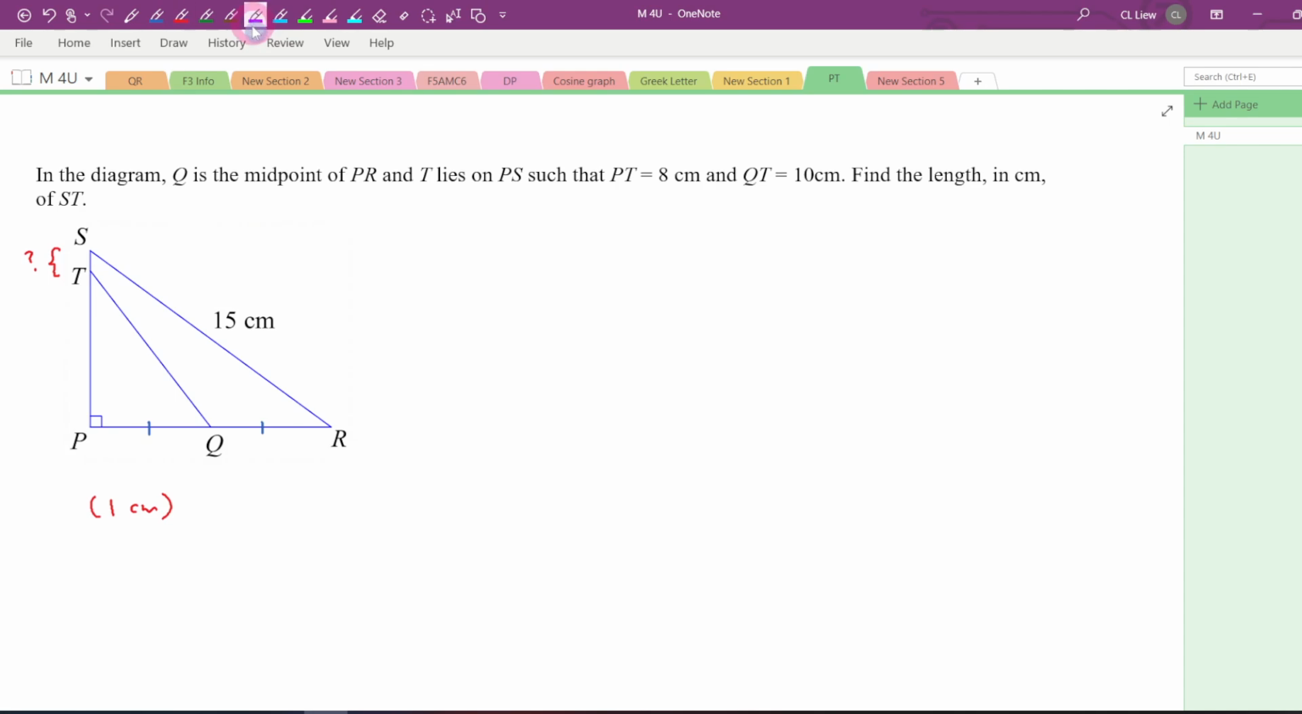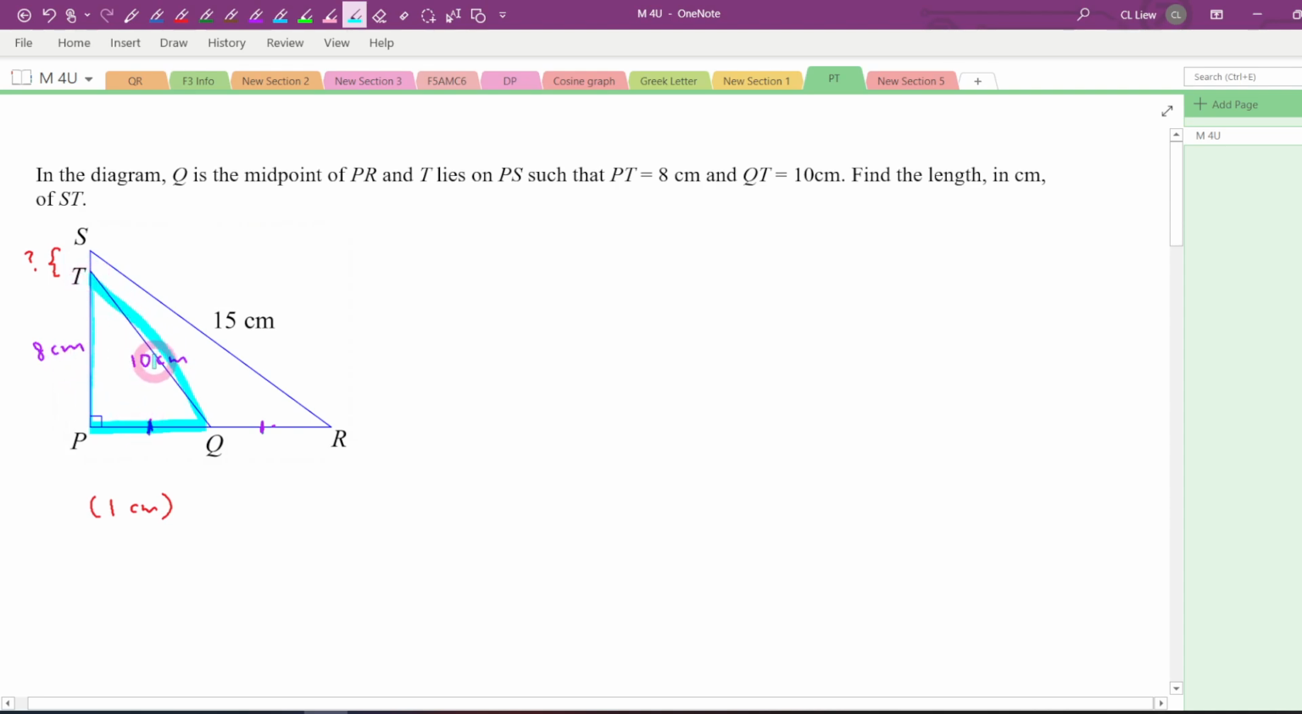So normally I will always suggest students to label all the given information onto the diagram using a pencil. So if you make any mistake, it's easier for you to erase. Okay, now label first. This is 8 centimeters. And QT here is 10 centimeters. Okay, and then this is a midpoint. Okay, these are all the information given by the question. So how do we find ST? Okay, so let's focus on this triangle first.